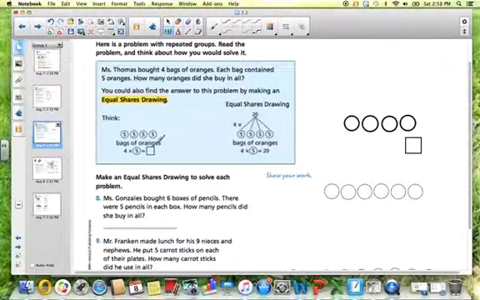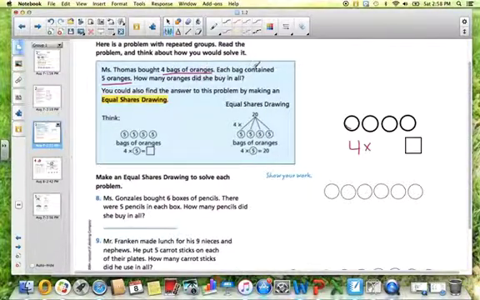Okay, so first we are going to make an equation from the problem. So we know Miss Thomas bought 4 bags of oranges. Each bag contained 5 oranges. So we have 4 bags or groups. So we have 4 groups of, so this is where the groups come in, the circles. If you want to, you can go ahead and draw the 4 circles right now, or you can wait until after we finish the multiplication problem.